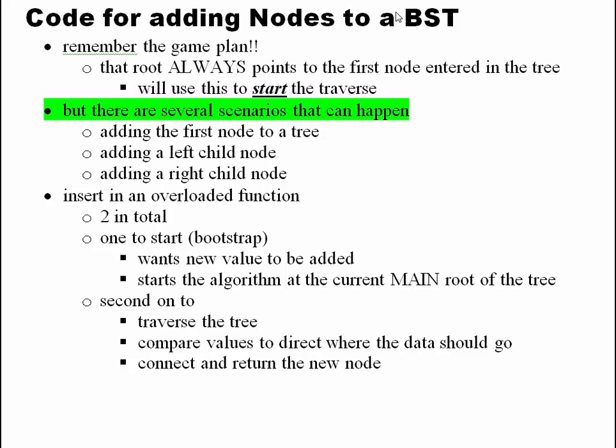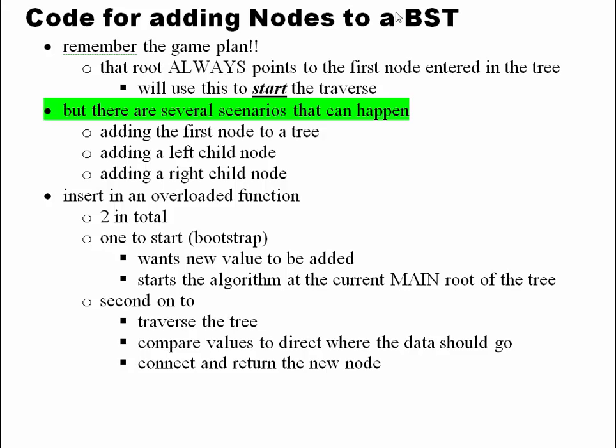Now there are several scenarios that can happen here. The first is adding the first node into the entire tree, so the tree is empty until we add our first node, and I'm going to show you that here in a moment. Then adding a left child or a right child. Those are your three scenarios.